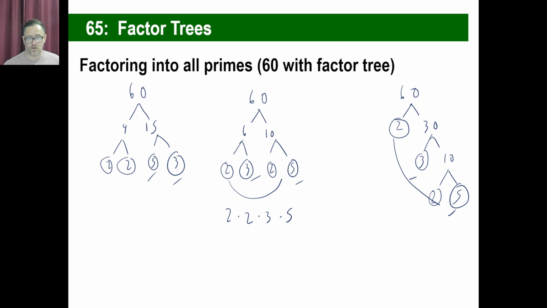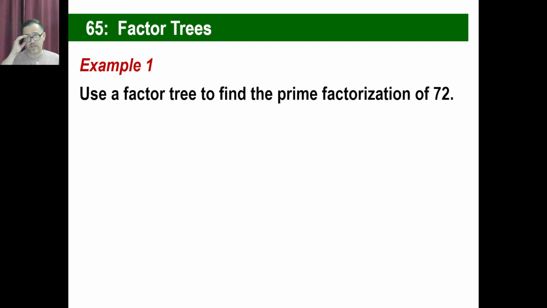That's all there is to it. That's all the prime numbers there are in 60, factored all the way down. Okay, use the same thing. Find the prime factorization of 72. You pause it right now.